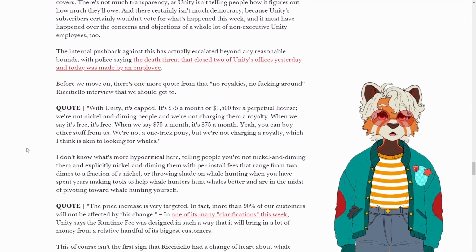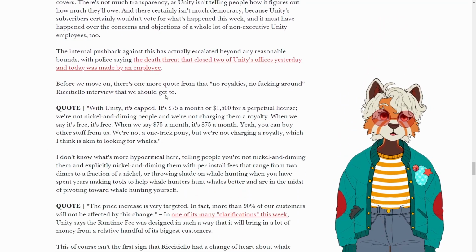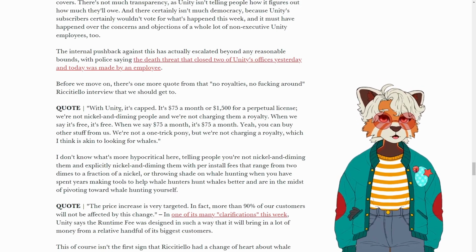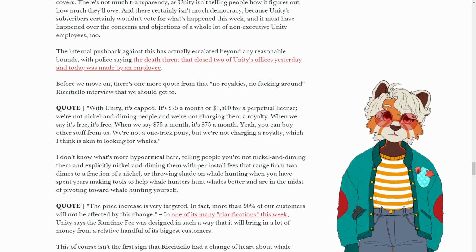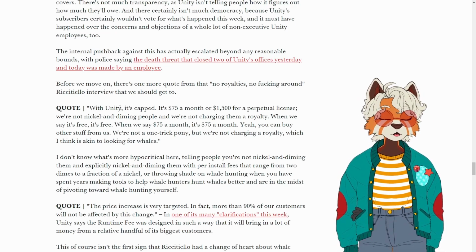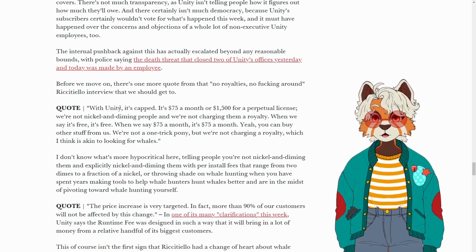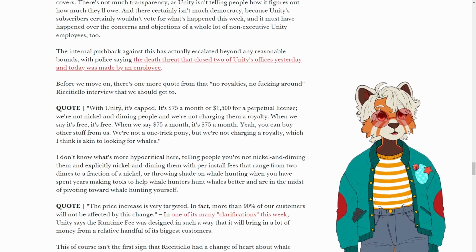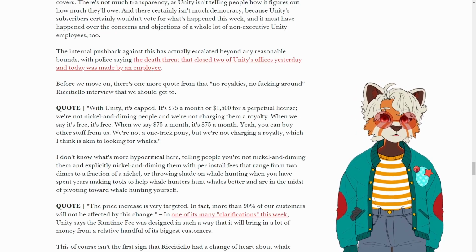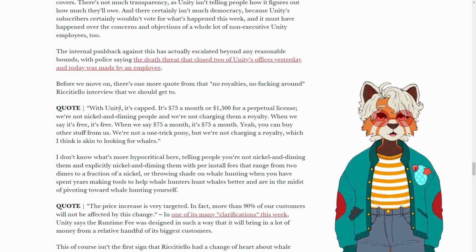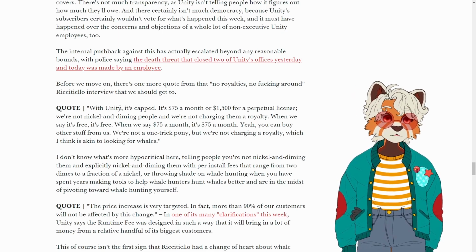And to quote Riccitiello one more time, this is on the "no royalties, no fucking around" interview. "With Unity, it's capped. It's $75 a month or $1,500 for a perpetual life. We're not nickel and diming people, and we're not charging them a royalty. We say it's free, it's free. We say it's $75 a month, it's $75 a month. Yeah, you can buy other stuff from us. We're not a one-trick pony, but we're not charging a royalty, which I think is akin to looking for whales," end quote. And to quote the article here, "I don't know what's more hypocritical.